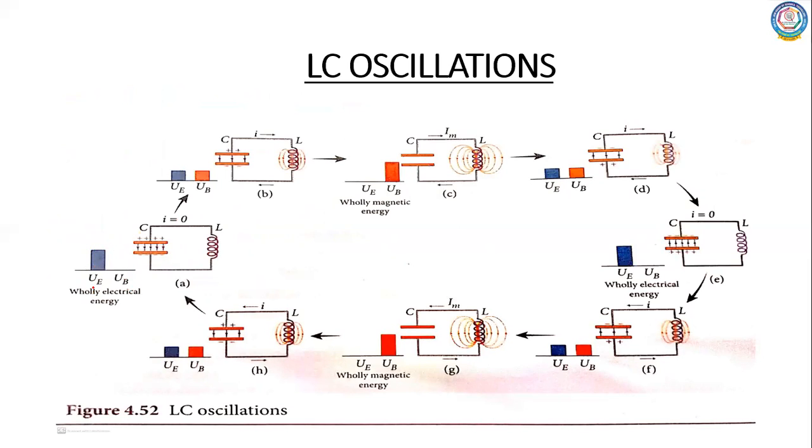And there is a graph where there is a comparison between the two energies. This is UE, which represents the electrical energy stored by the capacitor, and here it is UB, which is magnetic energy stored in the inductor. So magnetic energy, as far as this diagram is concerned, is 0. So we have maximum electric energy, and the total energy will be wholly electrical, which is represented by this graph. Is it clear?